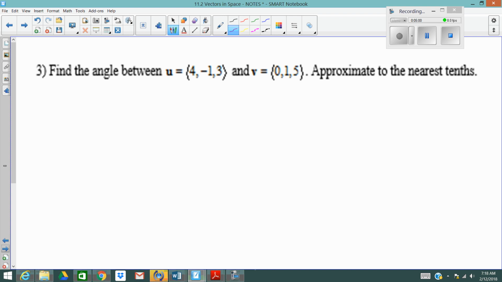All right, example 3, find the angle between u, which is 4, -1, 3, and v, which is 0, 1, 5, and approximate to the nearest tenth. So in two-dimensional, we have cosine theta equals u dot v over the magnitude of u times the magnitude of v. It's going to be the exact same thing. Now that we know how to find the dot product of two vectors and the magnitude of two vectors, it's the exact same thing.